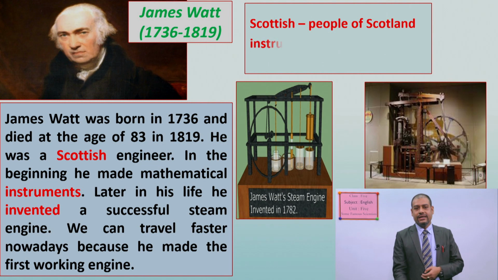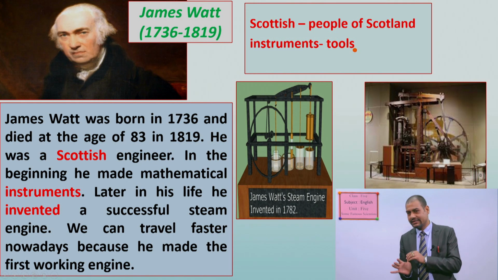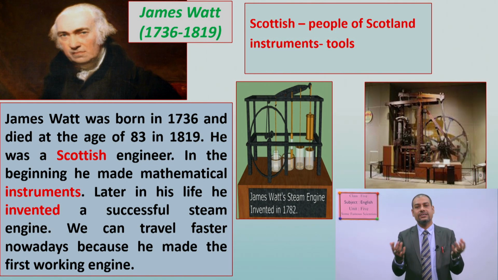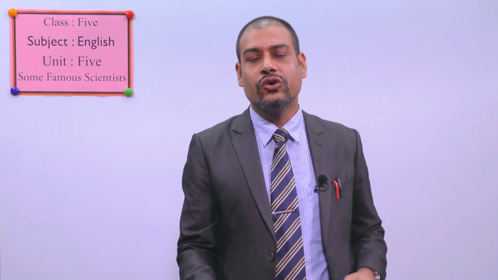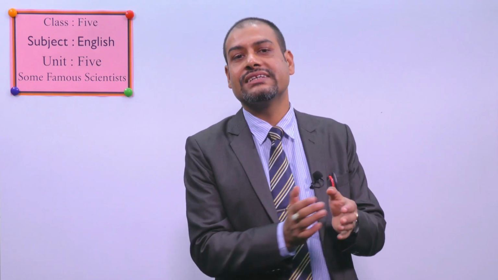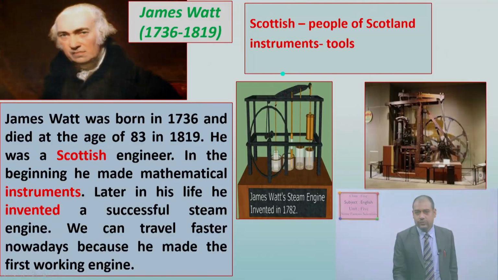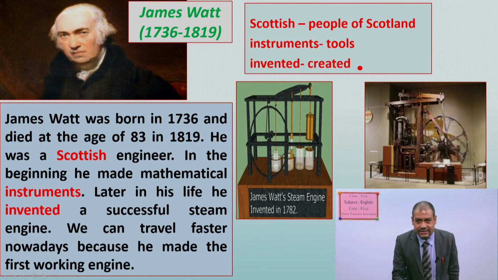Well, then instruments. Instruments means tools. Nowadays, for example, you can use protractor, divider, scale, you know, these sort of things are used in mathematics. So he made such types of things when he was an engineer. That's why instruments means tools. All right. Then another, invented. Invented means created. He made a new thing. What new thing did he make there? That was steam engine. Okay. Invented means created. He created a new thing. That's why the meaning of invented is created. Is it clear to you?